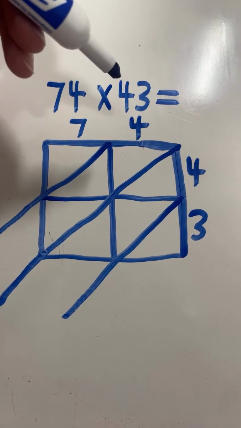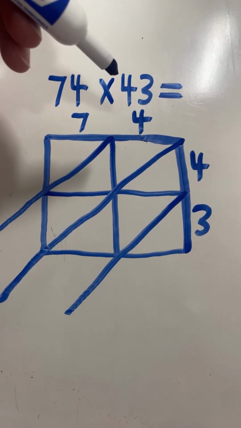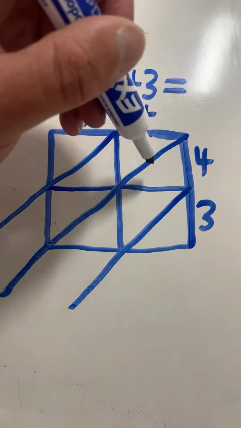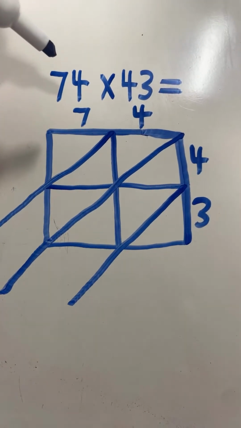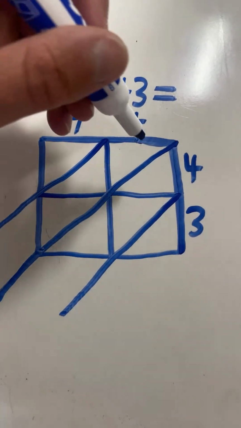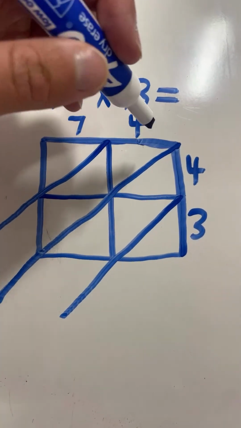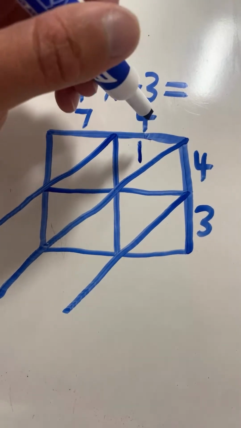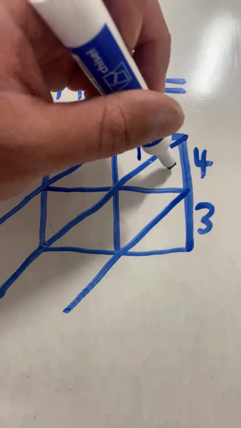So first thing we're going to do is multiply 4 times 4, and the answer to 4 times 4 is going to go in this square here. 4 times 4 equals 16. So the digit in the tens place in the number 16 is going to go in the top triangle. The digit in the ones place is going to go in the bottom triangle.